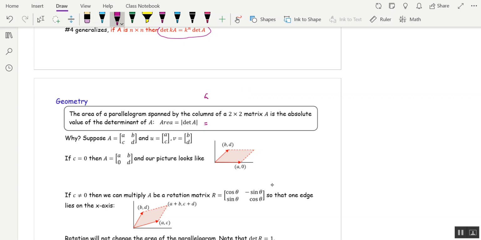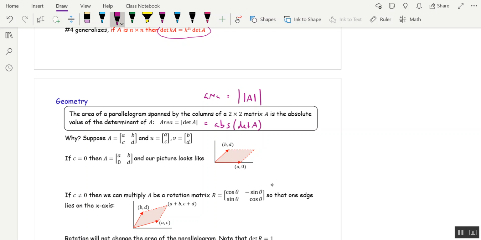I could have written area is the absolute value of the determinant of A, but that would be confusing because it would look like magnitude. It would look like double bars. So I wrote straight bars determinant A. You could also write absolute value of the determinant of A. You want to avoid a bunch of double bars.